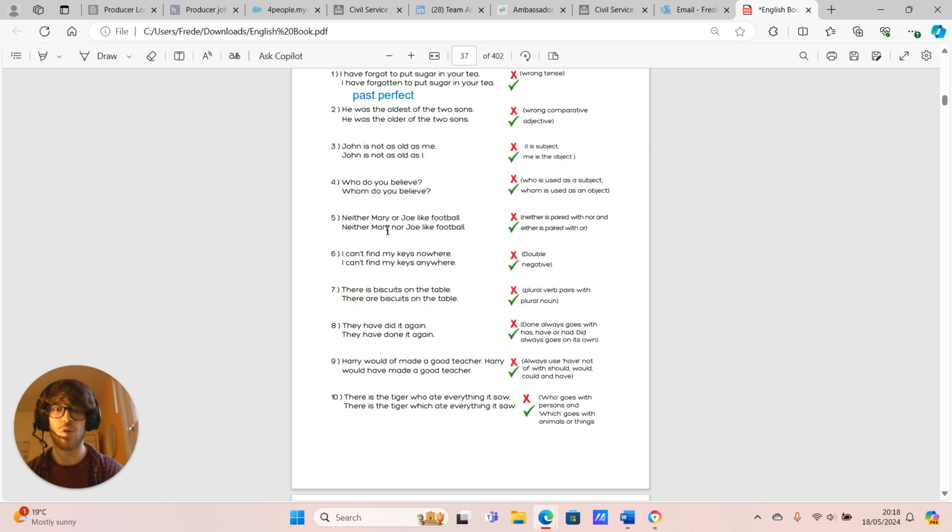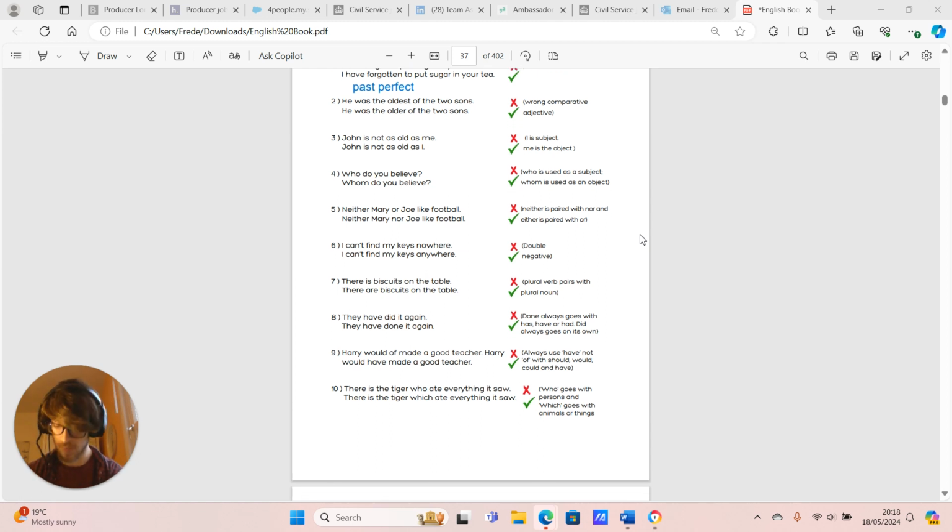Now remember, when you're doing neither nor, neither needs to be paired with nor, because that is the negative partnership. Neither has to go with nor. If you're doing positives, you're not negating anything, either or. Simple change. Simple difference, remember that.